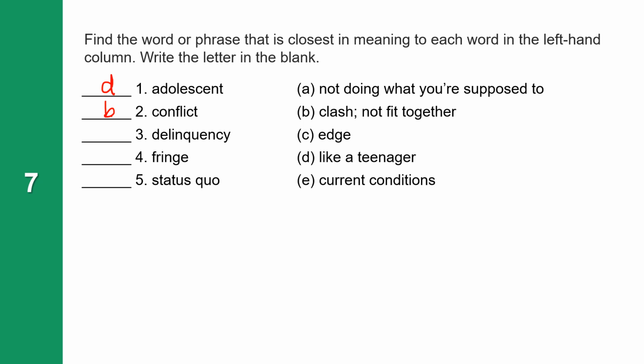Number 3. Delinquency. Delinquency is not doing what you're supposed to do, so it's going to be A. And fringe is edge, so the answer is going to be C. And status quo. Status quo is current conditions, so the answer is E. Adolescent, like a teenager. Conflict, clash, not fit together. Delinquency, not doing what you're supposed to. Fringe is edge. Status quo, current conditions.